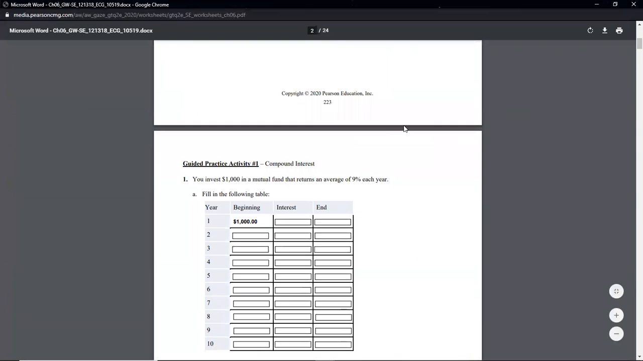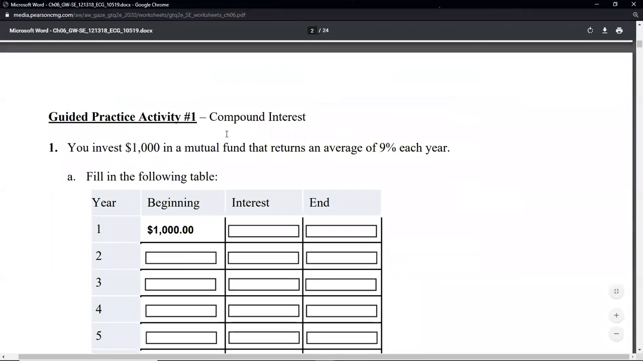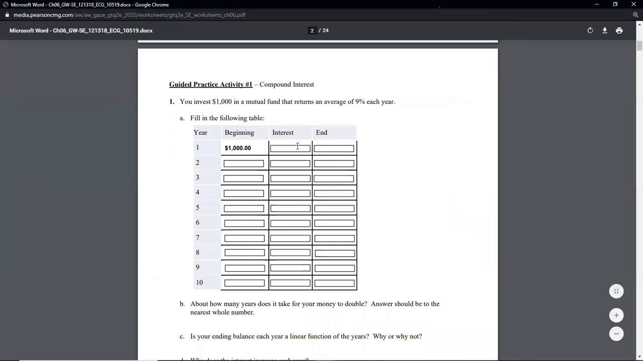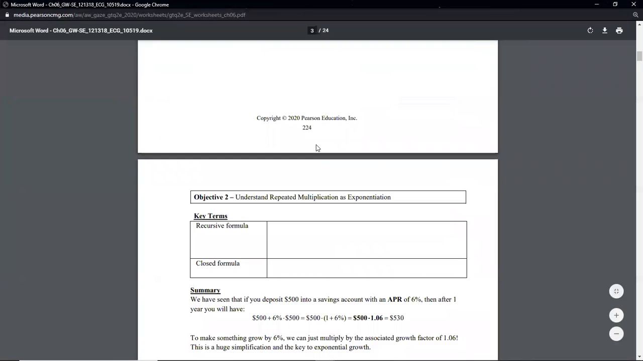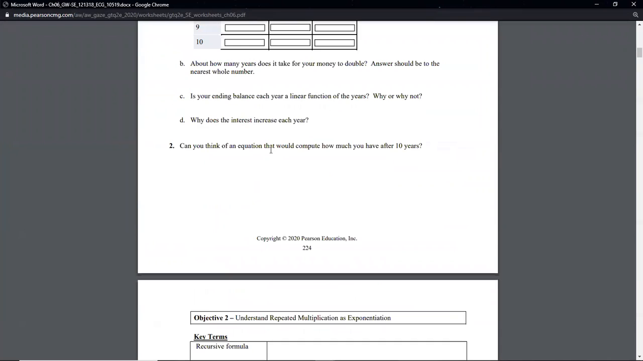All right, so I'm going to really quickly talk about this guided activity on page 224, the one that I said might be our activity, but I'm actually going to make y'all do the one on page 226 because there's different rates, and I'm going to kind of give you a way to go through these.